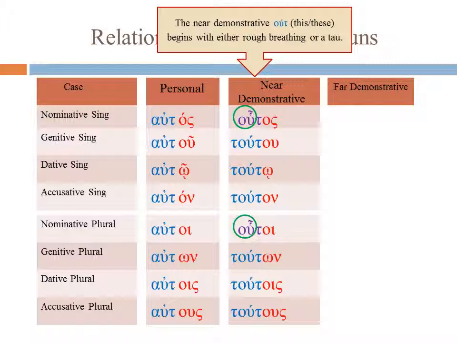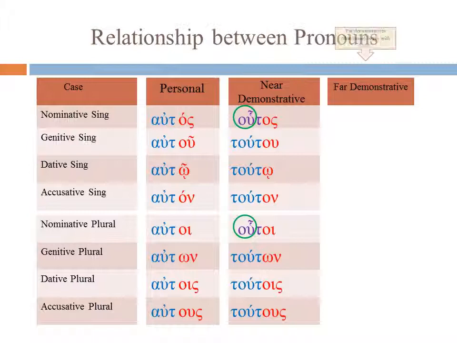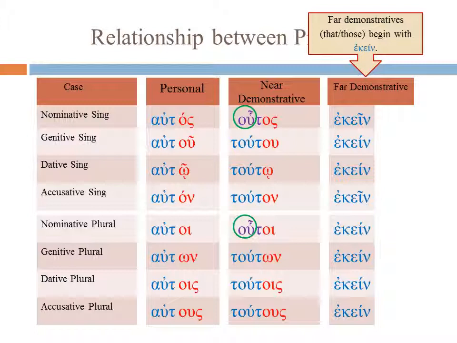The far demonstrative merely begins with ek, and the endings are 2-1-2 all the way down. Okay? So this is why I say learn these as pronouns. Learn the pronoun autos, aute, auto; near demonstrative, houtos, haute, touto; far demonstrative, ekeinos, ekeine, ekeino.